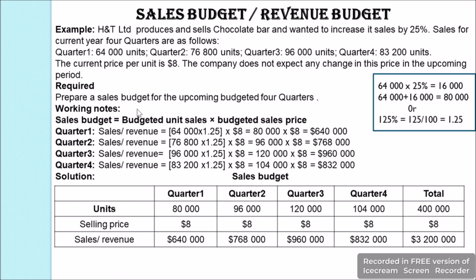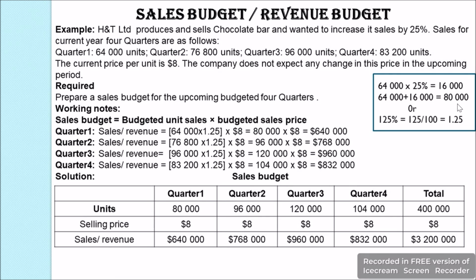We will first find the number of units sold during the budgeted quarters. It is given that there will be a 25% increase. That means if we take the first quarter sale and add 25% to it, we get the sales for the first budgeted quarter. So we'll start with 64,000 times 25%, which will be 16,000 units, and when we add this, that is 64,000 plus 16,000, we get 80,000 units, and this will be the first quarter sale.